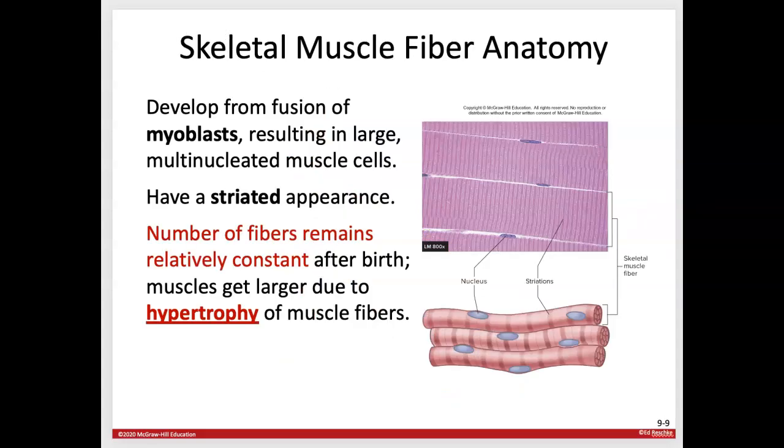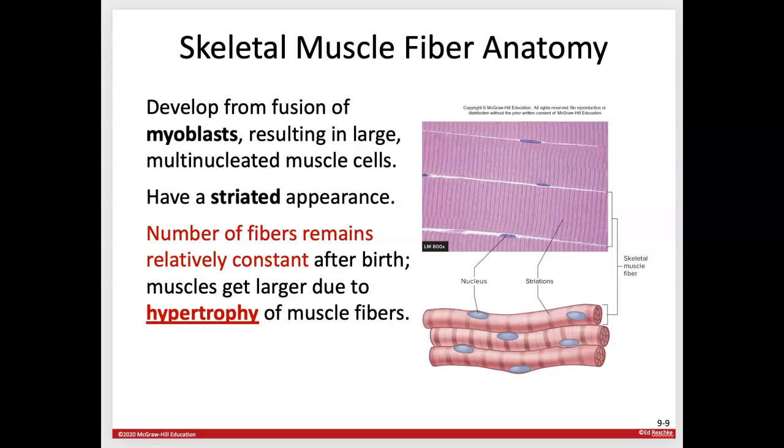So, skeletal muscle fiber anatomy. The muscle cells develop from the fusion of myoblasts, and that results in large multinucleated muscle cells. They have a striated appearance, and you remember that from going over the skeletal muscle in tissues.